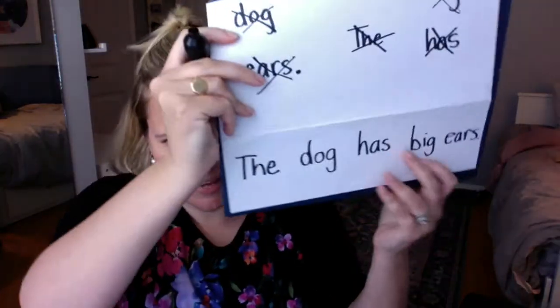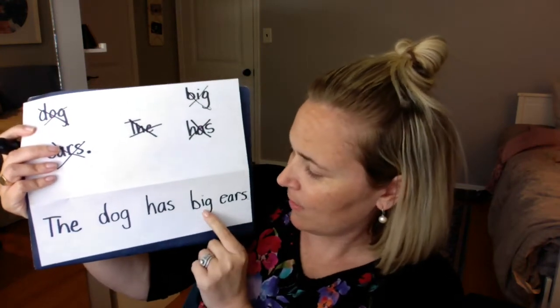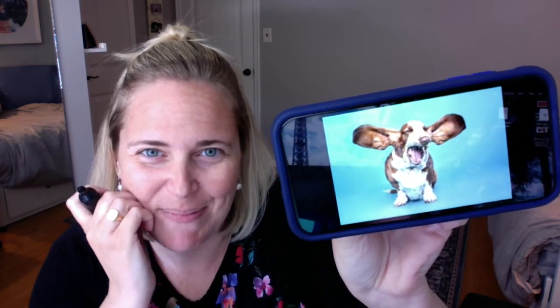Let's read that sentence together now. You ready? The dog has big ears. And I have a picture to show you to match that sentence. Look at that, friends. What do you think? Do you think that dog has big ears? Yes. All right, good job unscrambling those tricky words.